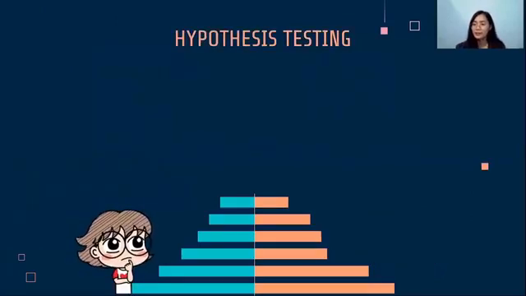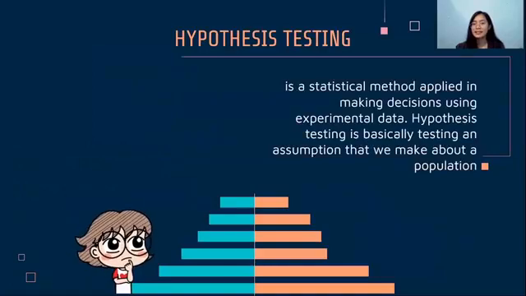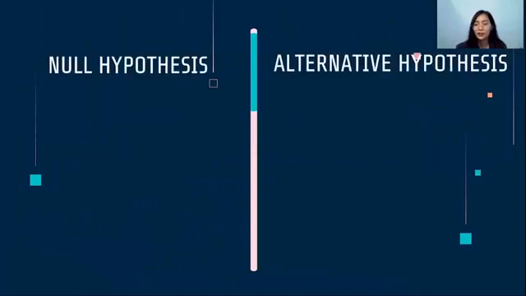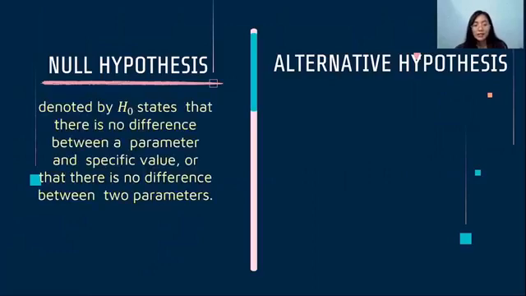So when we say hypothesis testing, it is a statistical method applied in making decisions using experimental data. Basically, it is testing an assumption that we make about a population. And we have two types of hypotheses: the null hypothesis and the alternative hypothesis. Let's have first the null hypothesis. It is denoted by H sub 0, or H sub O in other books.